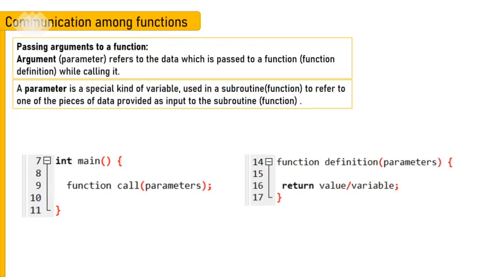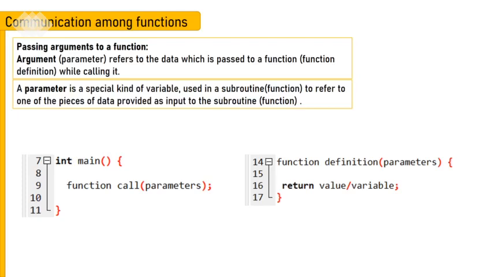Variables declared in the main function can only be executed and processed inside the main function, similar to any variables in function definitions. Therefore, communication among functions is crucial for each of you to understand. In this slide, you must remember all the given terms that will be used till the end of this chapter.